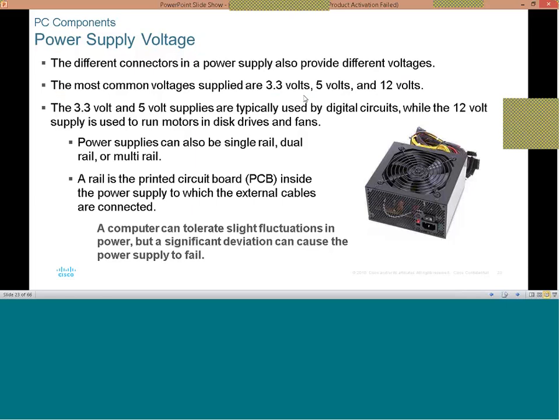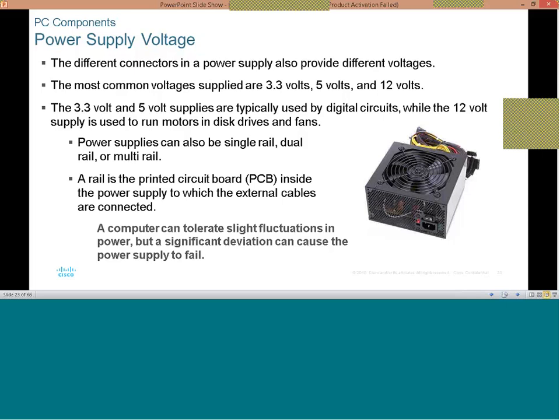For instance, you have a USB port. The USB port takes a particular amount of voltage, in most cases 5 volts DC. So when you plug an external device into it, it will just take the normal 5 volts and be able to power the device. The 3.3 volt and 5 volt supplies are typically used by digital circuits, while the 12 volt supply is used to run motors in disk drives and fans. So it's been specified here what the 12 volt is used to power, and what the 3.3 and 5 volt are used for.